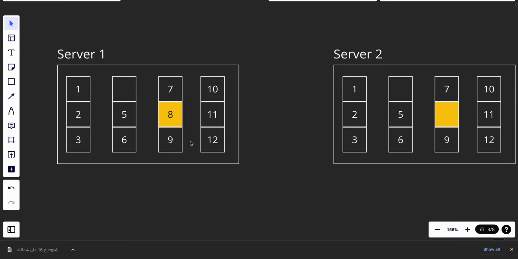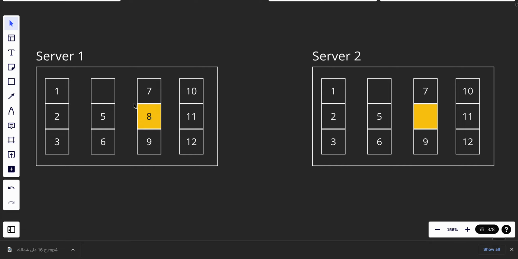So let's take an example. Let's say that we have two servers, and we have a key space from 1 to 12. As you can see, we have some sort of inconsistency in key number 8, because these two things are replicas: in server 1 we have 8, and in this one we have nothing. So we have an inconsistency, and this is a permanent inconsistency. So how can we detect it first? After that, let's see how we can solve it.